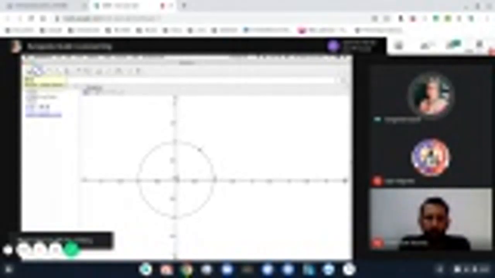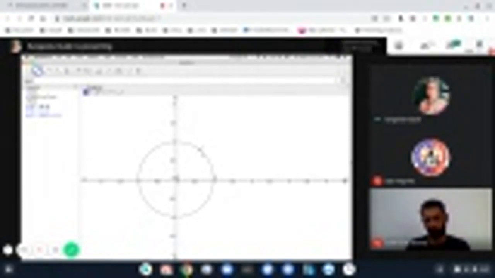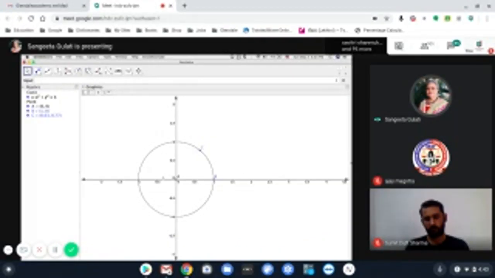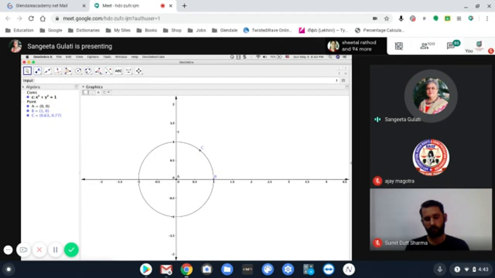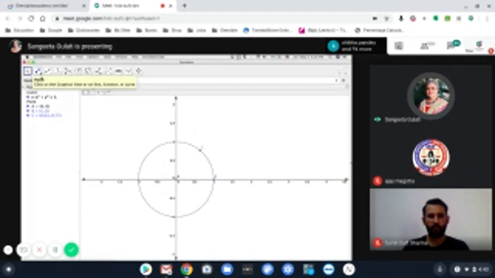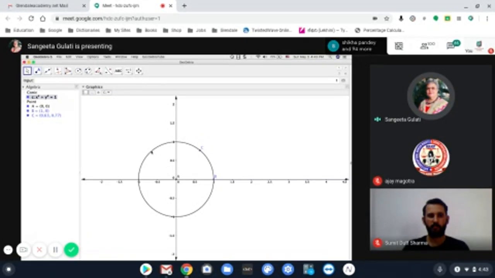Again, notice that the moment I bring the cursor closer to the circle to mark a point on it, the circle gets highlighted. Then only you will click it. Otherwise, it will not mark the point on the circle. So can you come to these two steps? Get a circle with center at origin and radius 1 and mark any point on the circumference of the circle. Take a minute and do it for yourself.